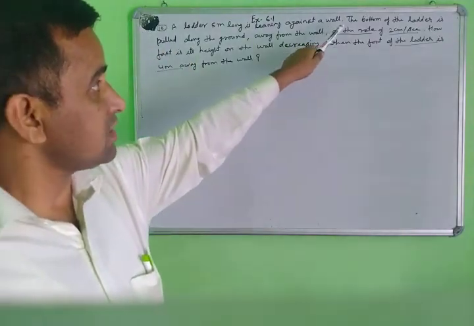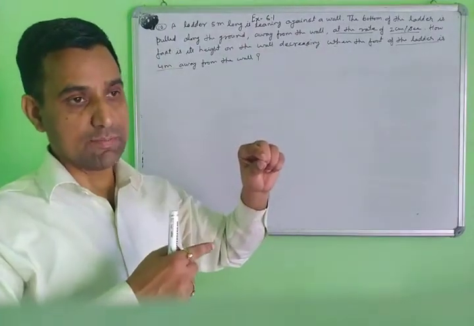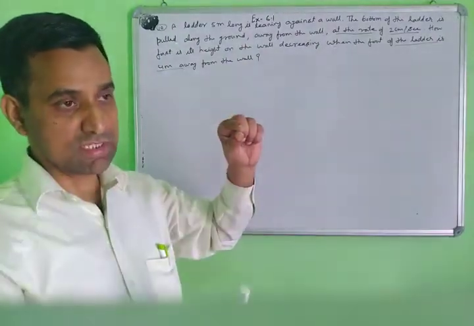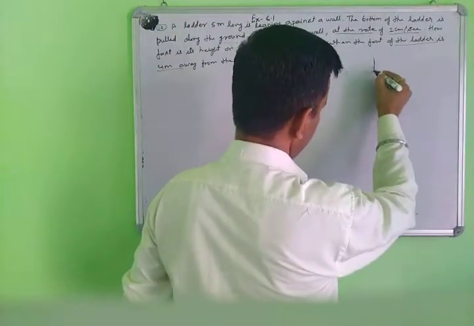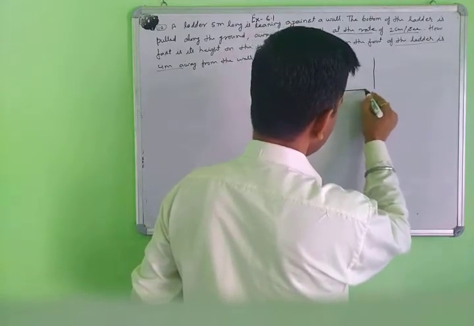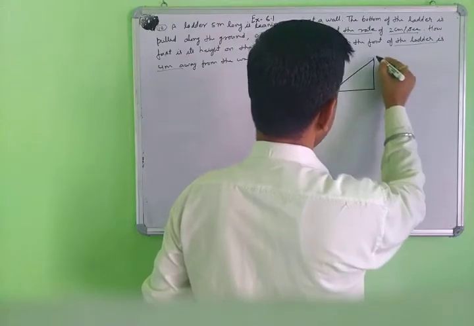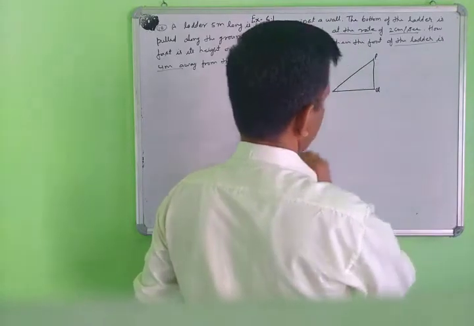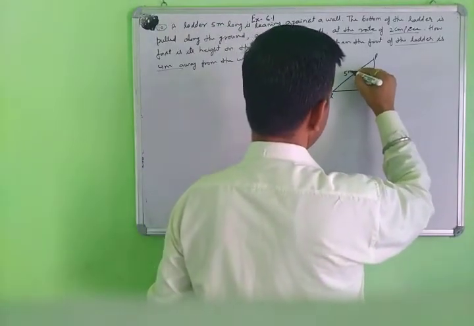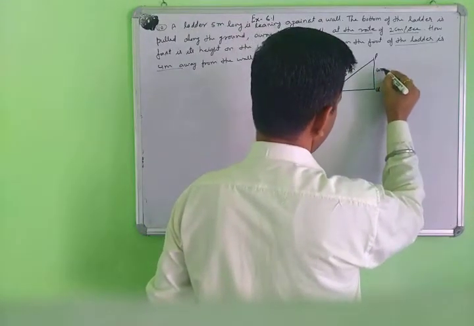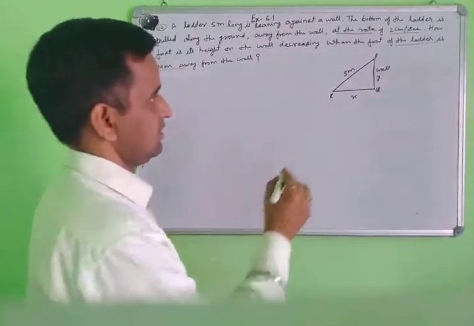In this question there is a wall and a ladder. The position of the ladder is the hypotenuse, and the wall is the height. Suppose this is PQ, the ladder, and this is triangle PQR. This is the ladder, 5 meter, and this is the wall. This is the length Y, and I am taking this as X. This is a right angle triangle.